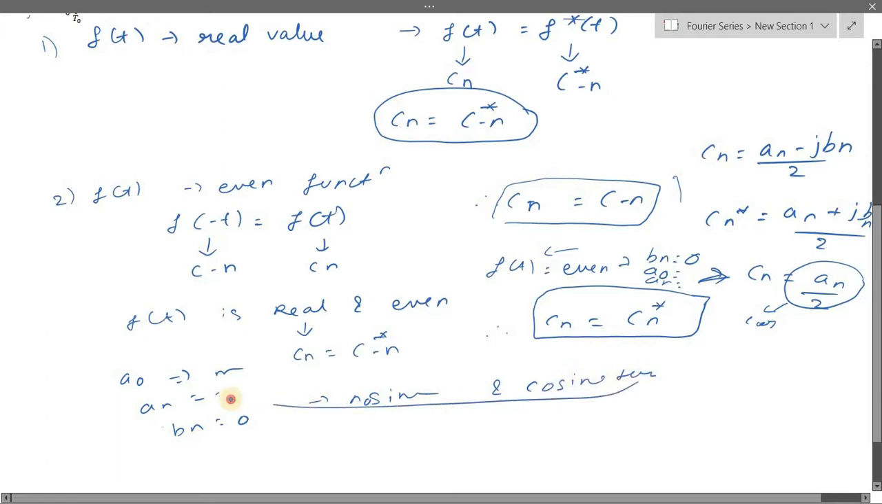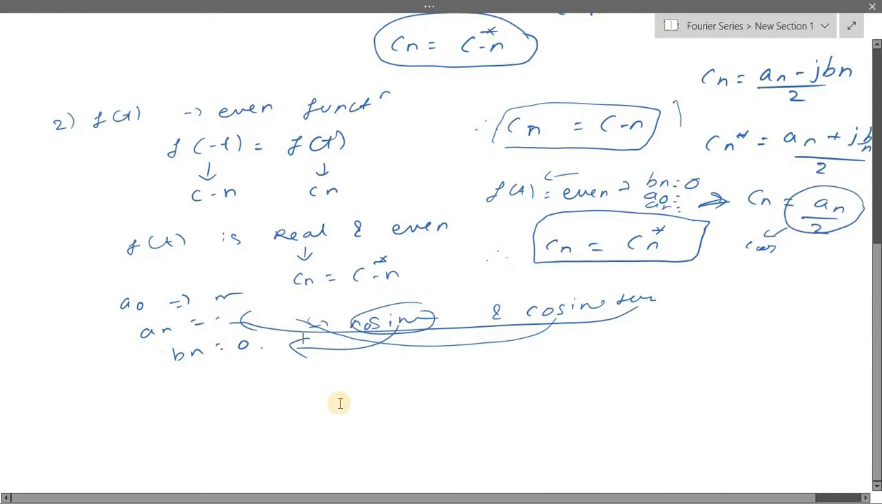Okay, the cosine term is related to an, and the sine term is related to bn. Since bn is 0, there will be no sine term. an is not 0, an is finite, so the cosine term will be present. Okay, so this is what you get for f of t an even function, right?